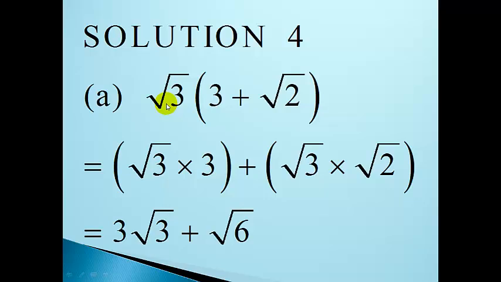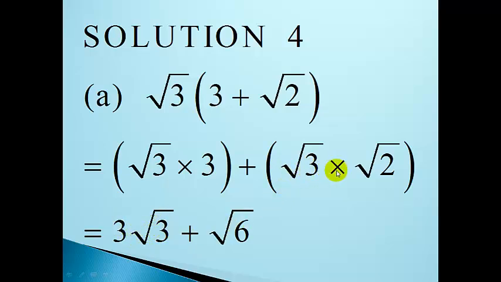Now here we are going to expand. So we are going to multiply root 3 by all the numbers in the bracket. And so we have root 3 times 3 plus root 3 times root 2. Now the coefficient of the surd root 3 is 1. So we multiply 1 by 3. And 1 times 3 is equal to 3. So we have 3 root 3.